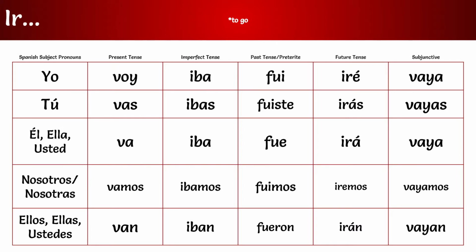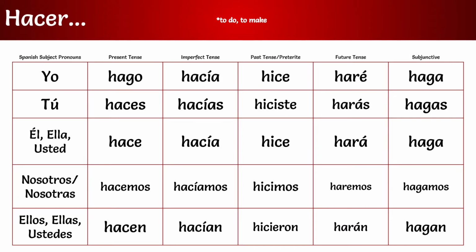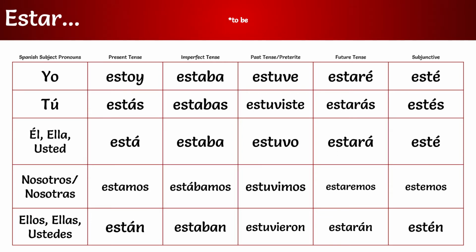Ir means to go. Hacer means to do or to make. And lastly, estar means to be.